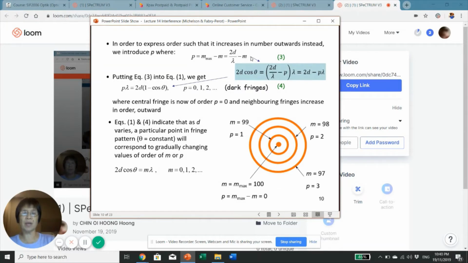So, from here, if we want to substitute equation 3 into 2d cosine theta equals m lambda, we replace m with 2d over lambda minus p, and that's equal to 2d minus p lambda. So in other words, p lambda will then be equal to, there's a common 2d here, into cosine minus, or rather cosine minus 1, but because it's negative, that is exchanged, it becomes 1 minus cosine theta.